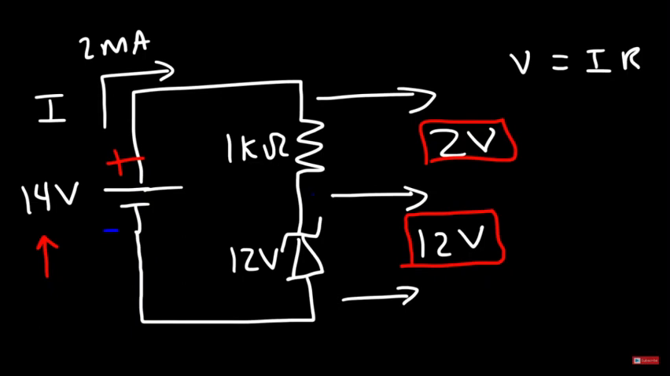But it's important to understand that the Zener diode will maintain a relatively constant voltage of 12 volts when it's in reverse bias mode, and if the input voltage exceeds that value. That is the rating of the Zener diode. Now let's increase the voltage of the battery.